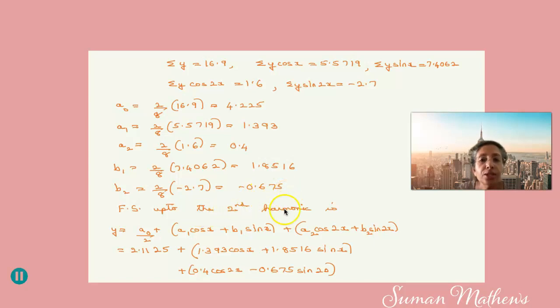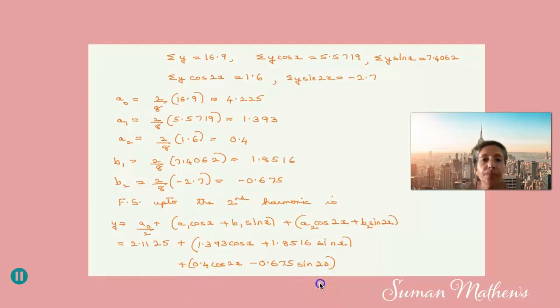So your Fourier series up to the second harmonic will be a0 by 2 plus a1 cos x plus b1 sin x plus a2 cos 2x plus b2 sin 2x, and when you substitute you get a0 by 2, 2.1125 plus 1.393 cos x plus 1.8516 sin x plus 0.4 cos 2x plus minus 0.675 sin 2x.